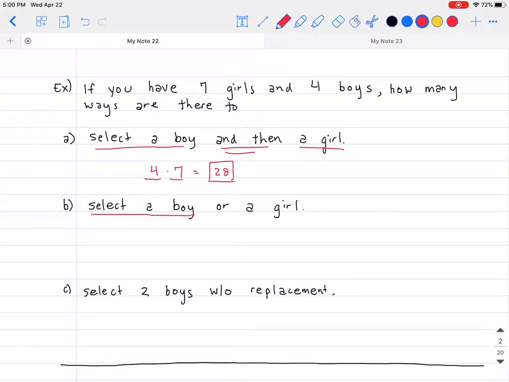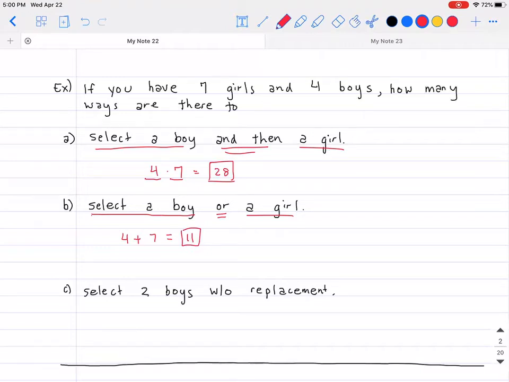In the second part of the problem, this time I want to select either a boy or a girl. As I said, look for those keywords to help you figure out whether it's an and, then situation where you multiply, or an or situation where you add. Since we're looking at either one or the other, it's going to be 7 plus 4, and actually it should be 4 plus 7, but it's the same thing because of the commutative property. So the answer in this second case is equal to 11.